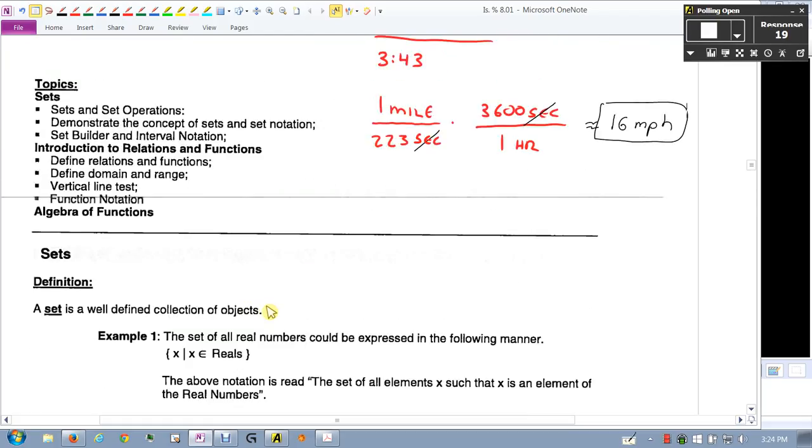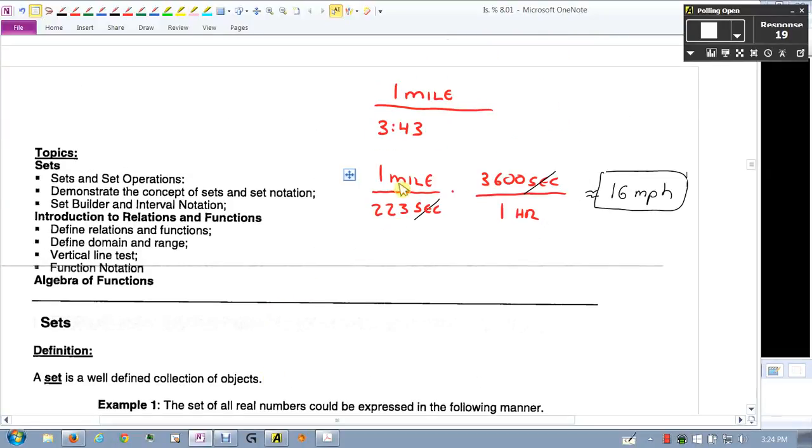All right, we're now getting into a new topic. Oh, I was looking at the world record for the mile, and it was done in 3 minutes, 43 seconds, which is about 16 miles per hour.